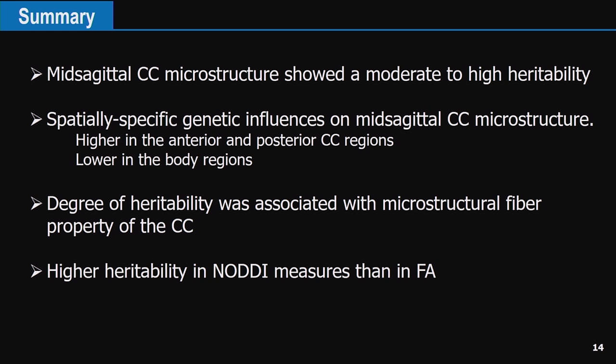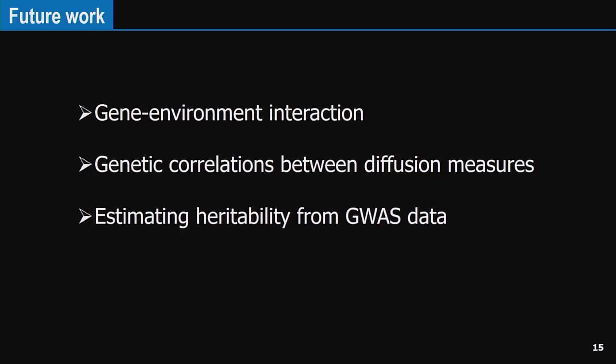And finally, we found a higher heritability in the two NODDI measures than FA. One reason for this may be that these two NODDI measures can disentangle the key microstructure factors contributing to FA. So these two measures are more specific and more sensitive to investigate the genetic influence. Some ideas for future work. First, the interaction between genes and the environment may influence the phenotype rather than them acting separately. So future work should take this type of complication into account.